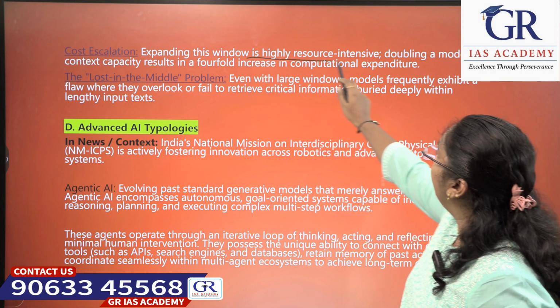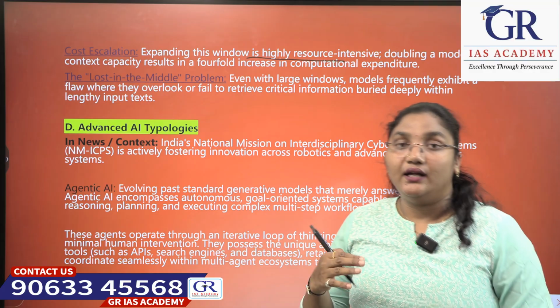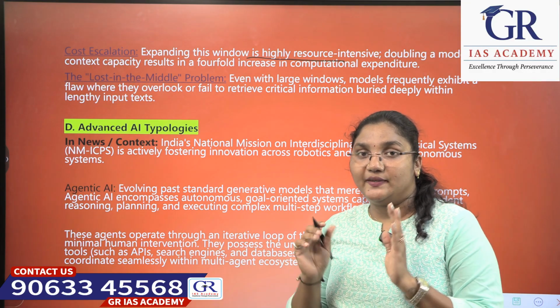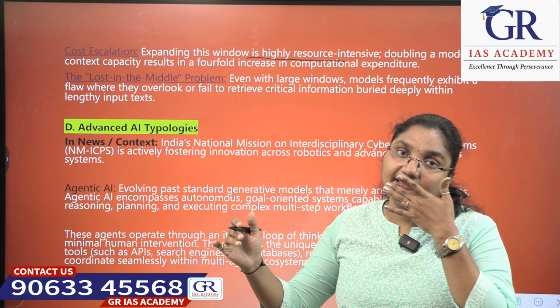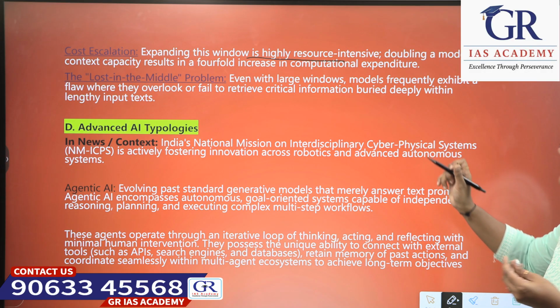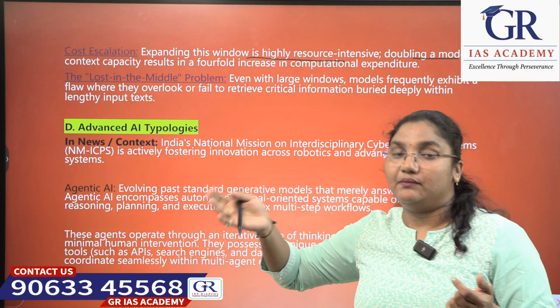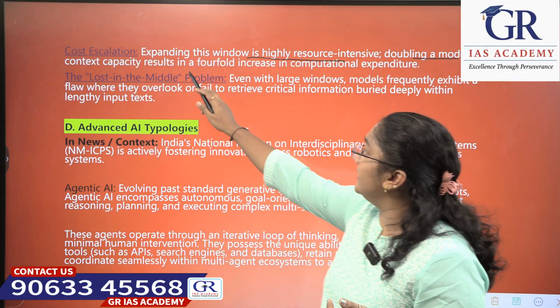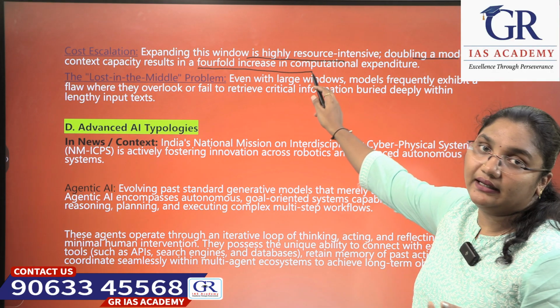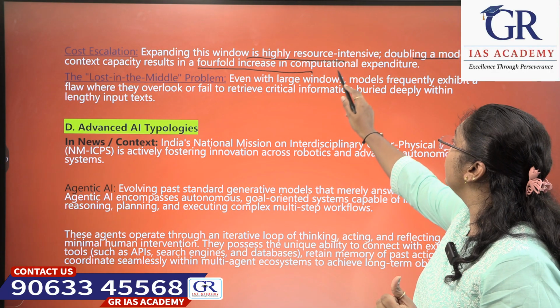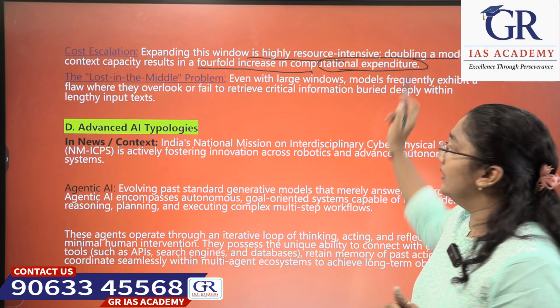Expanding this window is highly resource intensive. Doubling a model's context capacity results in a four-fold increase in computational expenditure. Okay.